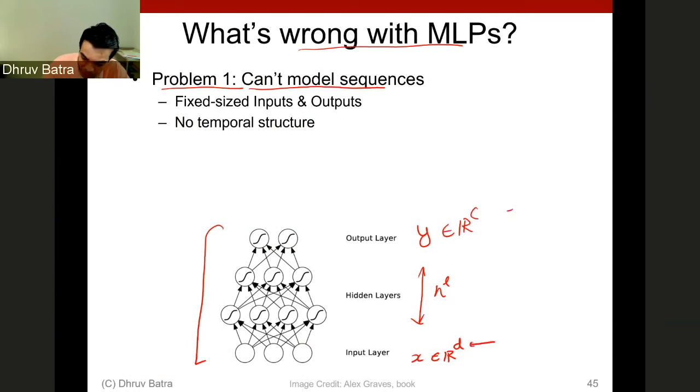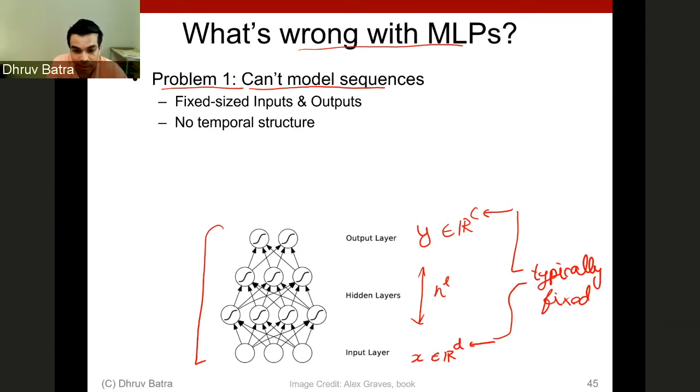D and C are pre-committed and typically fixed. We know how many categories there are. We know what the input dimension is, and we do not get to vary input dimensions arbitrarily during training time. Features are all the same dimension. You don't get to change that. And there's no temporal structure in X or Y that we can model. By that, I mean if there was an X1, X2, X3 coming at different timestamps, we don't have a natural way of taking care of that in MLPs.